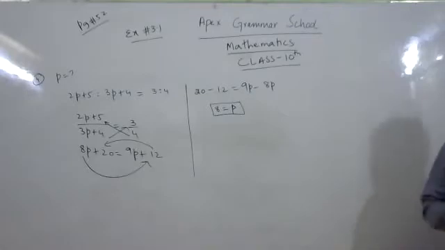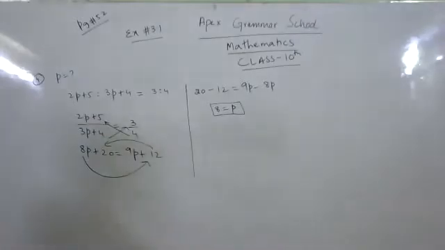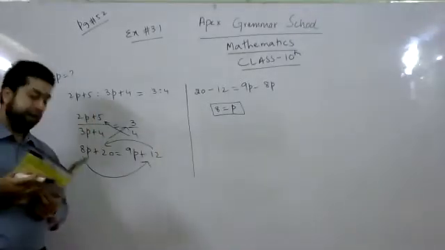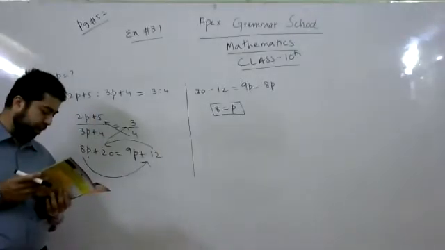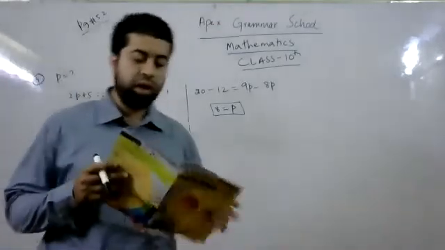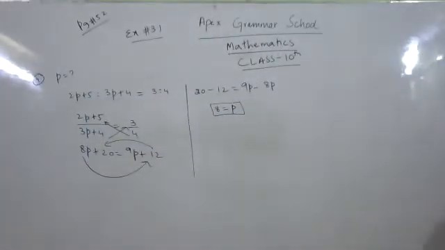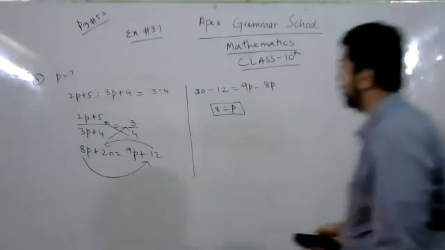Question number 5 is the same as it is. Instead of writing p here, we need to write x, and both of the ratios are equal, so you can easily get the value of x. Question number 6 is again related to the ratio.